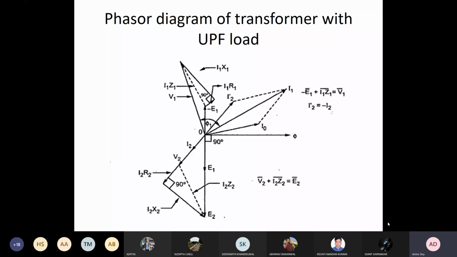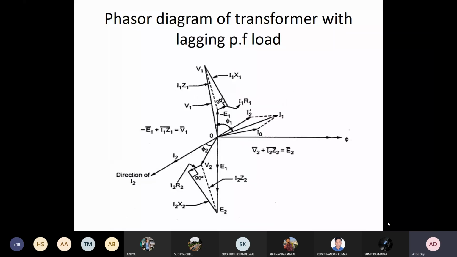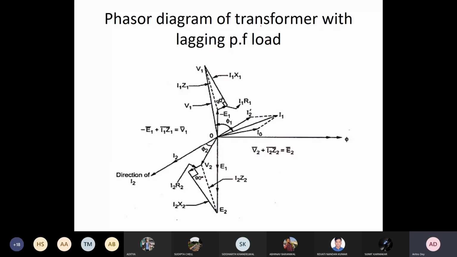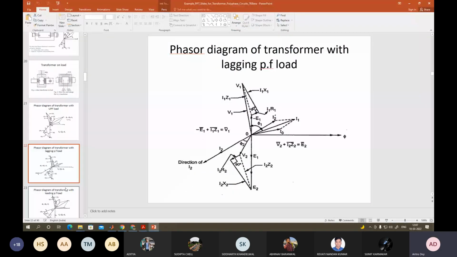So any doubt regarding the phasor diagram? How to draw a phasor diagram for a transformer? Do you want me to explain once more? Yes, sir. Okay, so let me draw it parallelly, the way it is done. I'll leave the UPF load for you. Let me draw for the lagging and leading PF load. So for that, how do we start? Just let me add one slide.